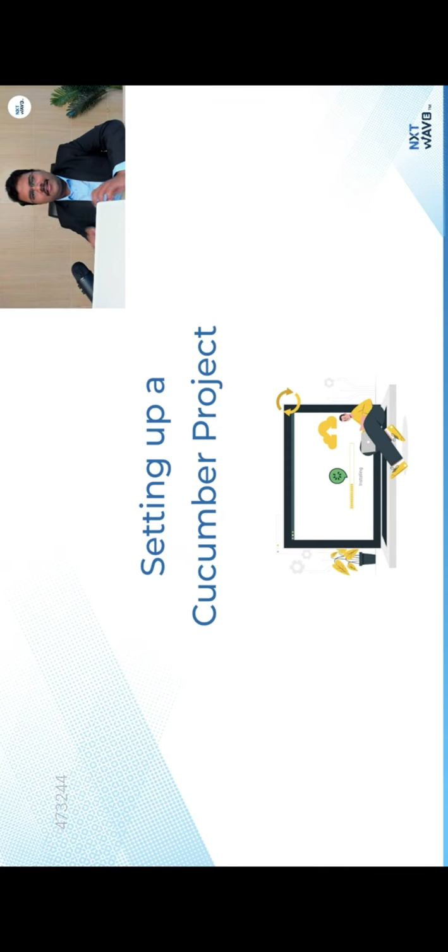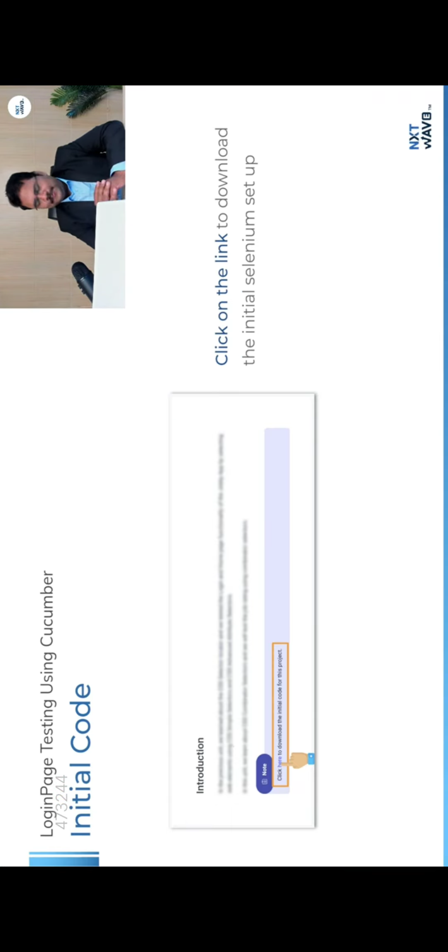So now let's move ahead and set up the Cucumber project for our IDE. For the scope of this session, we have already provided you with the initial code in the reading material, right? All you have to do is click on the link in the reading material, download the initial session code, and import it into your IDE.